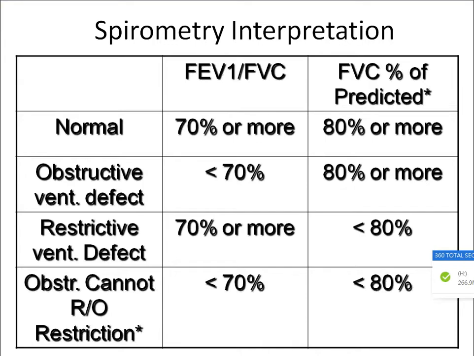In restrictive lung pattern, FEV1 by FVC is normal, 70% or more, but FVC percent predicted is decreased to less than 80%. If the FEV1 by FVC ratio is less than 70% and FVC is less than 80% predicted, obstruction is present, but we cannot rule out restriction. If FVC percent predicted is decreased below 80%, we have to confirm this with total lung capacity. Then only you can say there is restriction confirmatively.